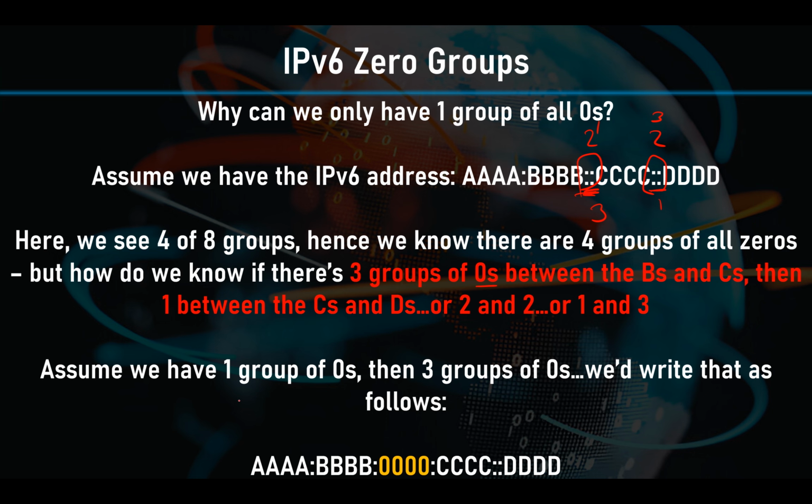In contrast, if we have 1 group of zeros and then 3 groups of zeros, then we can write that as follows. Since here we only have 1 group of zeros, we can keep that. And the one where we have 3 groups of zeros, since this is the longer one, we may as well just remove that one, just to save space.